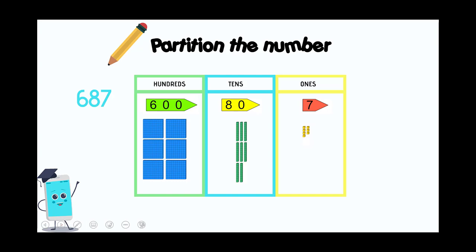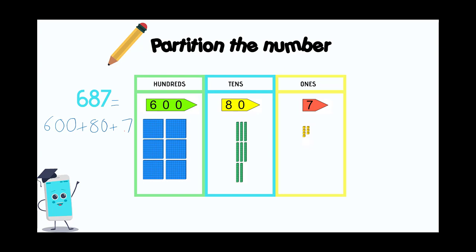Okay, the next activity is to partition the number. I've kept the same number as before, so we've got our 687. Now, when you partition a number, it simply means to separate the digits. So using our arrow cards and visualizing the arrow cards, even if you don't have them, is a good way to partition our number. So when we partition our 687, we're simply saying that 687 is equal to 680 and 7.